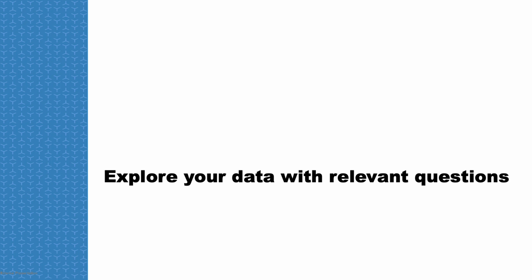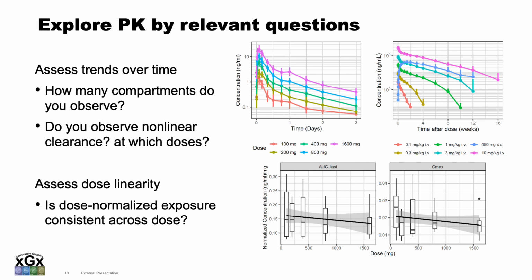As I mentioned, we are encouraging users to approach their data with relevant questions. In the next few slides, I am going to show you some of these questions and examples for PK, PD, and PK/PD data exploration. When we are exploring our PK data, we might ask: how many compartments do we see during our data exploration process? Do we see exponential decline or bi-exponential decline? That would tell us what type of compartmental model, one compartment or two compartments, we should use.